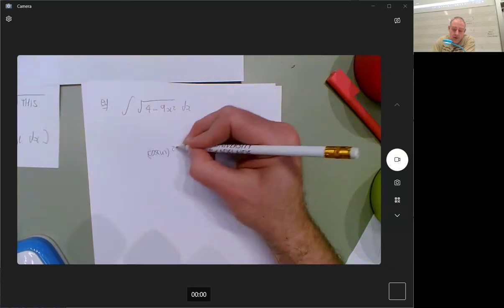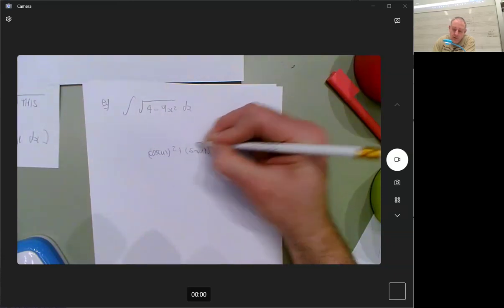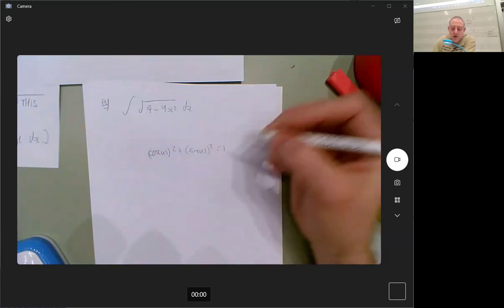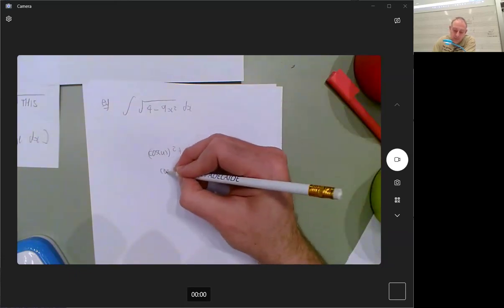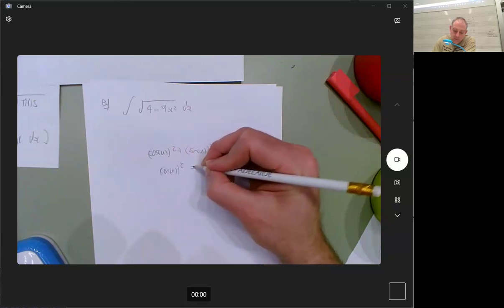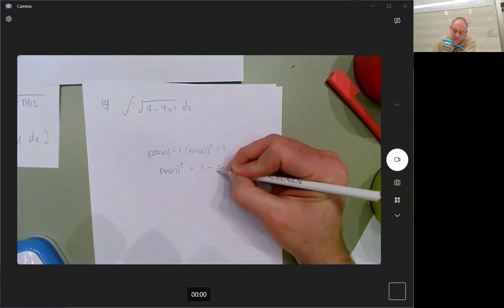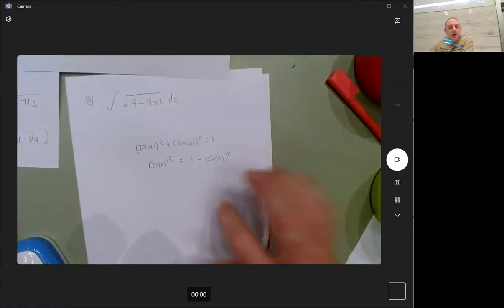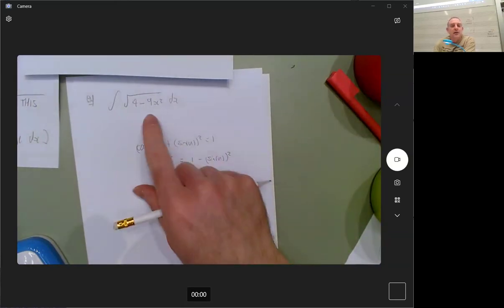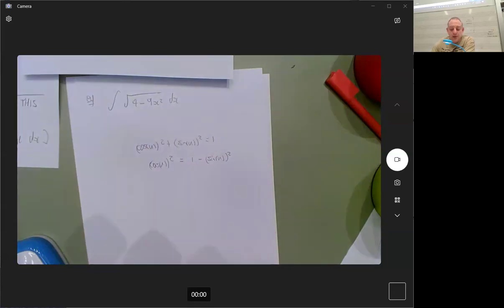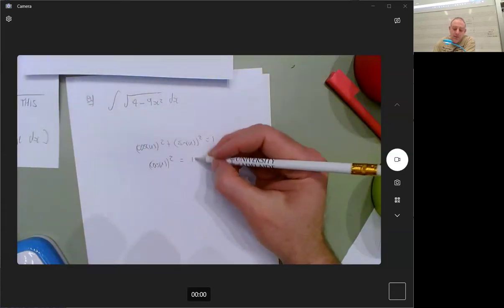Cos u squared plus sine u squared is 1. Yeah, that's going to look right. We've got number minus variable squared, it matches up. And so I really would like that number to be a 4.